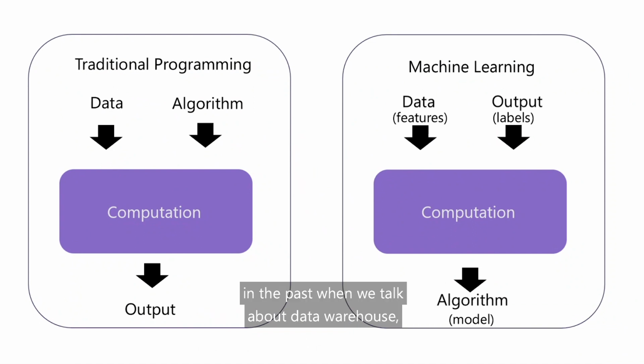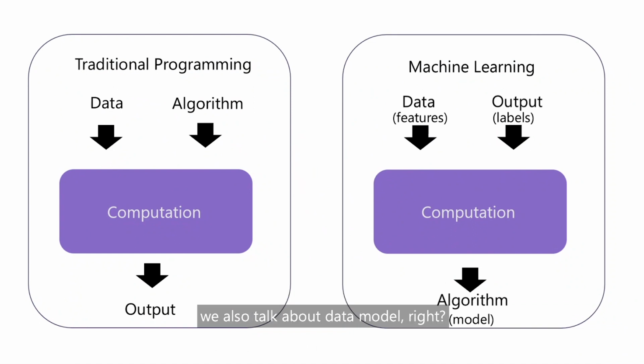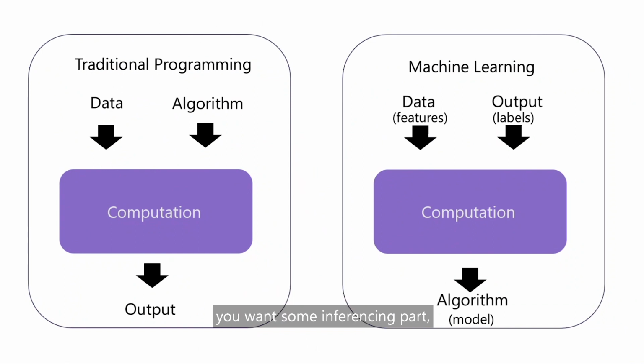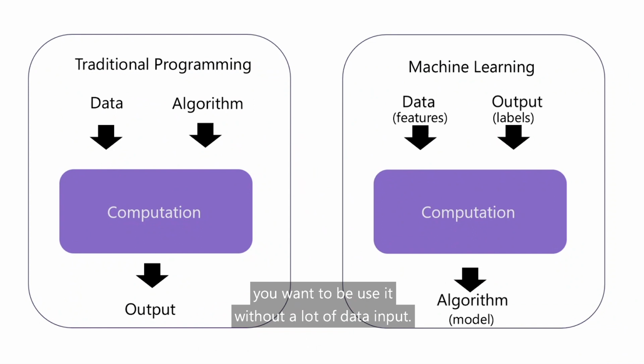Just to remind you, in the past when we talked about data warehouse, we also talked about data model, right? One fact table and then several dimension tables. They are actually the same thing, but how to say that? On the visualization part, a data model and a machine learning model are different things. Most likely in your machine learning model, you want an inferencing part. You want to reuse it without a lot of data input. But in data warehousing, the data model is just like a star schema, right? So once you input more data, it generates a prediction for you, or in the BI, it shows you the latest forecast. So it's a little bit different if we're talking about the generic term of modeling.